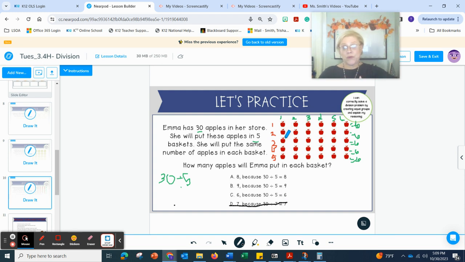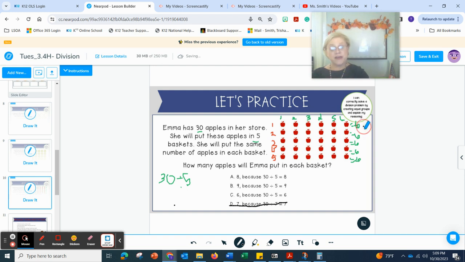How many rows of apples? Yes, there were 5 rows. How many apples are in each row? 1, 2, 3, 4, 5, 6. So there's 6 apples in each row. So how many apples were in row 1? We're just making sure.